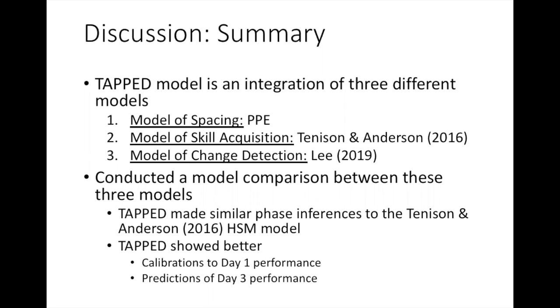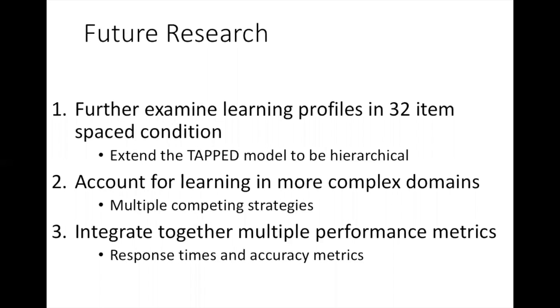1, we found a great amount of agreement between the inferences of learning phase between the TAPT model and Tennyson and Anderson's skill acquisition model, suggesting that both models are capturing similar patterns found in the data. And we compared the TAPT model with the predicted performance equation. We found that the TAPT model was better able to calibrate to the performance data from the first experimental session and better able to predict performance on the second experimental session across the majority of the spacing conditions. This suggests that TAPT's additional complexity is warranted because we're better able to predict performance at the level of the individual learner. From these results, we propose 3 lines of future research.